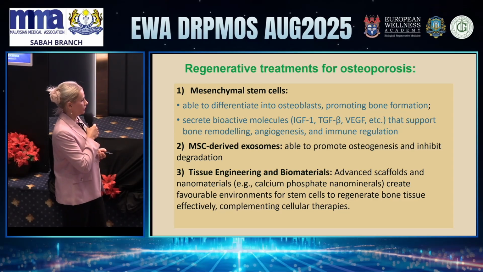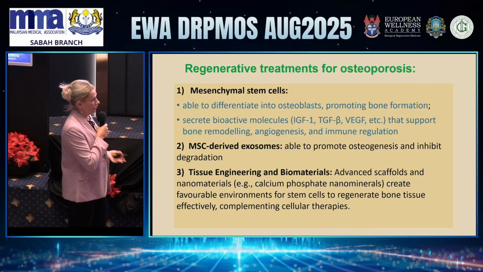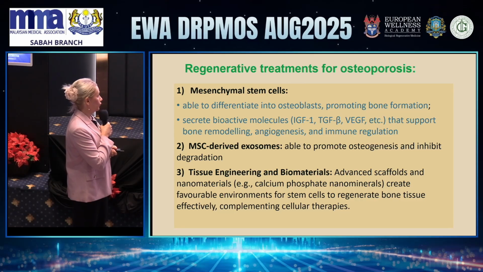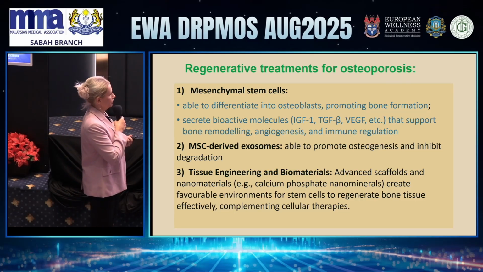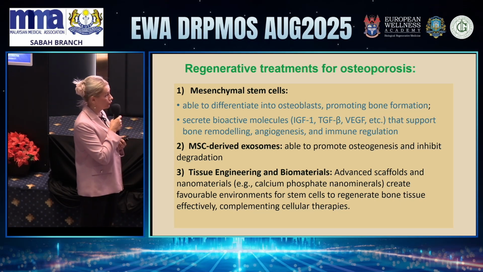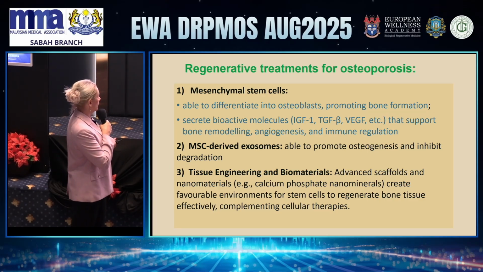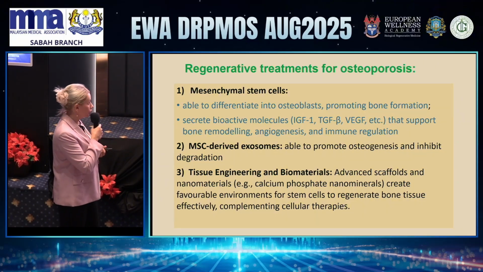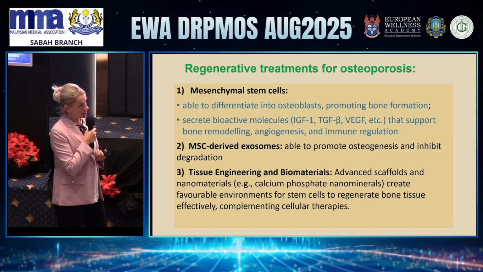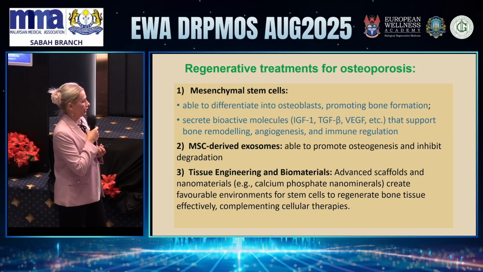Exosomes derived from mesenchymal stem cells help to promote osteogenesis and bone remodeling, inhibit the degradation of the bone, and improve the immune regulation of bone turnover. Tissue engineering and biomaterials are technologies that involve scaffolding, the use of materials, and with these scaffolding techniques, the use of stem cells. That is why you can grow new bone tissue. It's also experimental, but quite successful therapy.